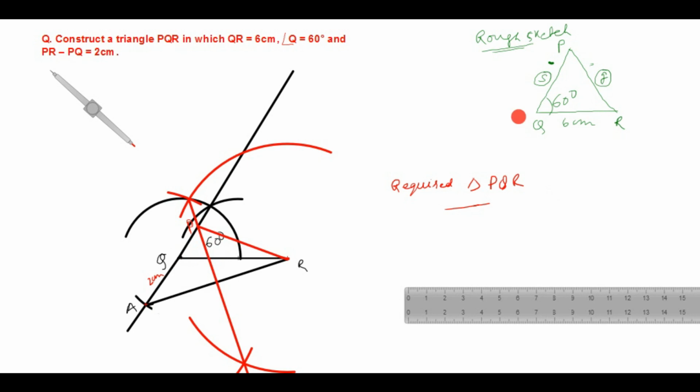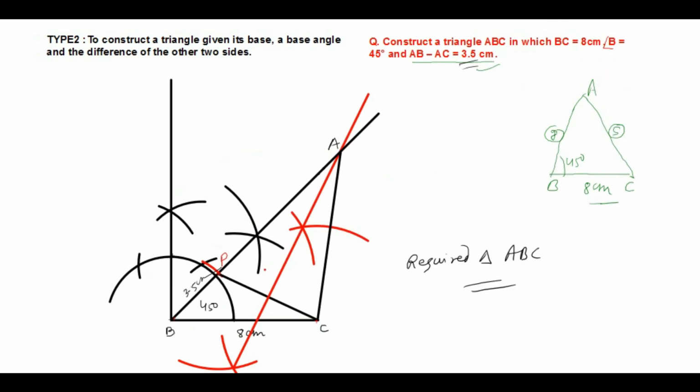So we have two types of question in this for the difference. Again I repeat, two types. What are the two types? In the first case, this is larger and this is smaller, that we have done in the previous question. Here, this side is larger and this side is smaller. So the side opposite to the given angle is smaller. So here we cut the arc 3.5 centimeter on this line.